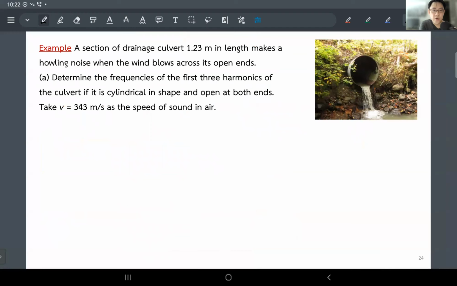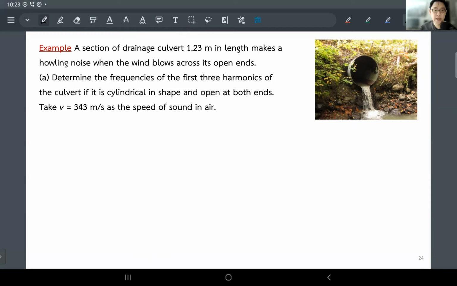Okay, so you have a section of drainage culvert 1.23 meters in length that makes a howling noise when the wind blows across its opening. So this happens all the time. Every time you have a tube, a straw, a bottle or whatever, and you blow on top of it, or just put some air into it, eventually it's going to generate some sound. Okay, this is exactly the same case.